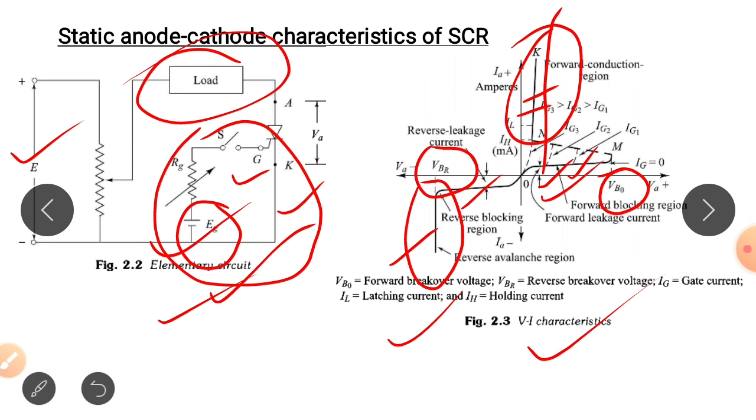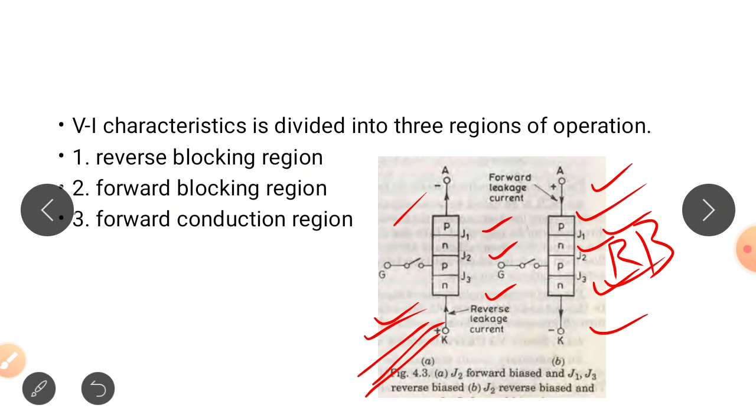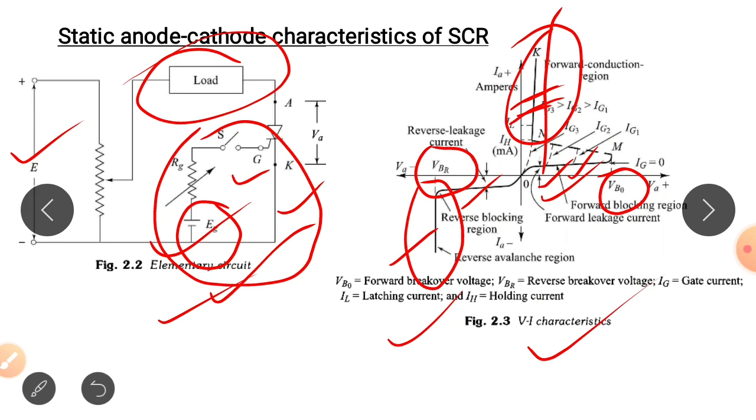Okay, and this part has some small voltage drop across the device, which is due to the ohmic drop in the four layers. So these are the four layers. When the thyristor conducts, there is some ohmic drop in these layers, and due to this ohmic drop there will always be some voltage drop.